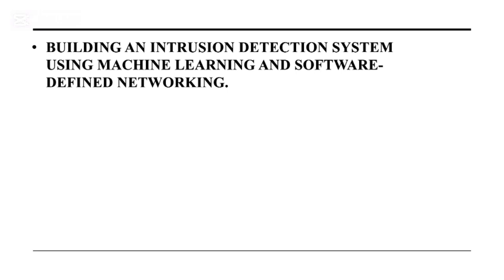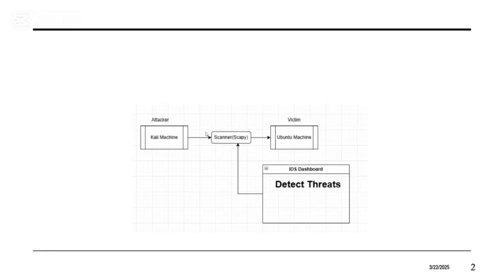Hello guys, my project is building an intrusion detection system using machine learning and software defined networking. First of all, I made important changes to the SDN environment setup for this project. Initially, I planned to use traditional SDN tools like RYU, OpenFlow and Mininet. However, these tools cause compatibility issues and errors on modern Linux machines due to outdated software versions.